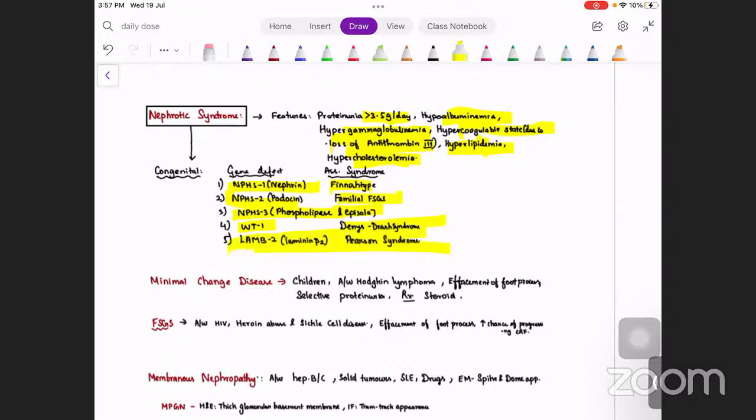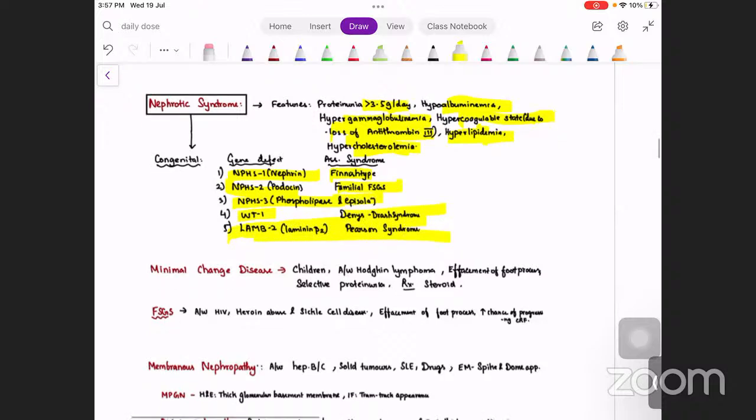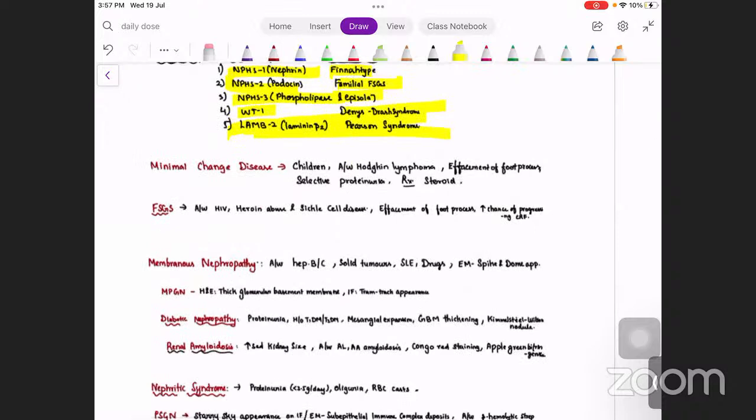Okay, LAMB2, which is your Pearson syndrome. These are the genes associated with nephrotic syndrome. Apart from that, here are the clues: the types of nephrotic syndrome and what clues you may see in the case vignette, because nephrotic and nephritic, they always give you as a case.